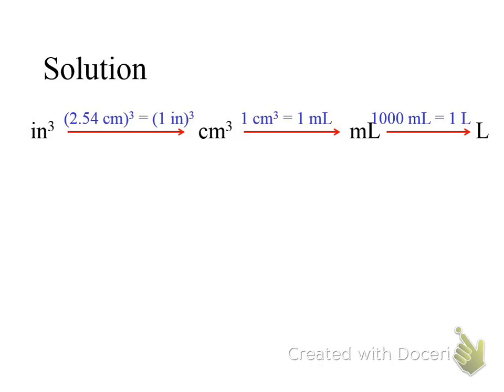So let's go ahead and execute that. The first thing we want is the inches cubed to convert over 1: 25.0 inches cubed over 1. Then we're going to go from inches cubed to centimeters cubed. Since we want inches cubed to cancel, those units are going to go in the denominator. So it's going to be 2.54 centimeters over 1 inch quantity cubed.